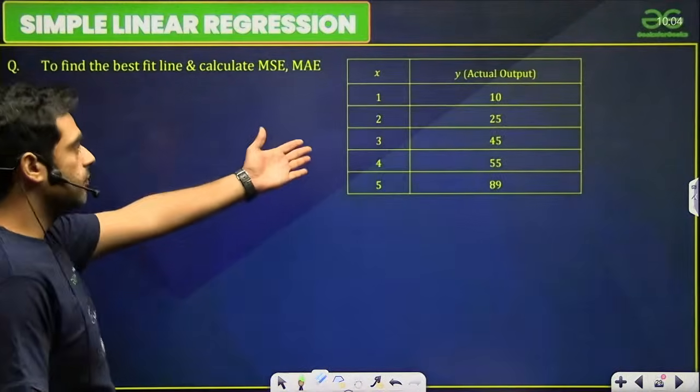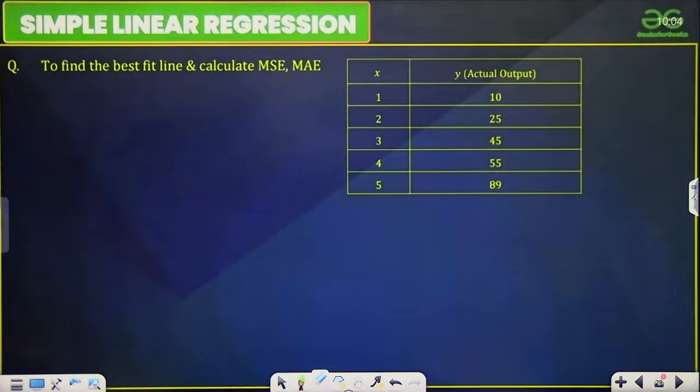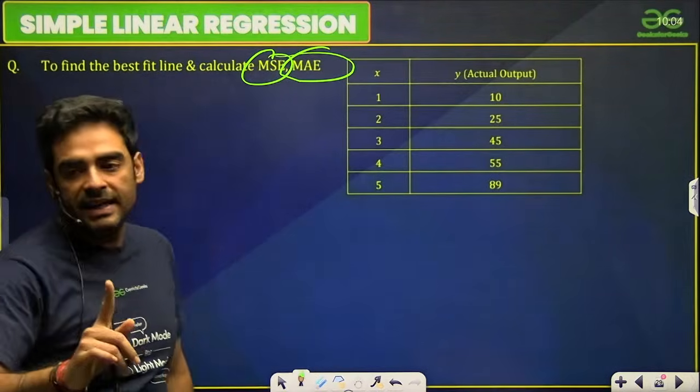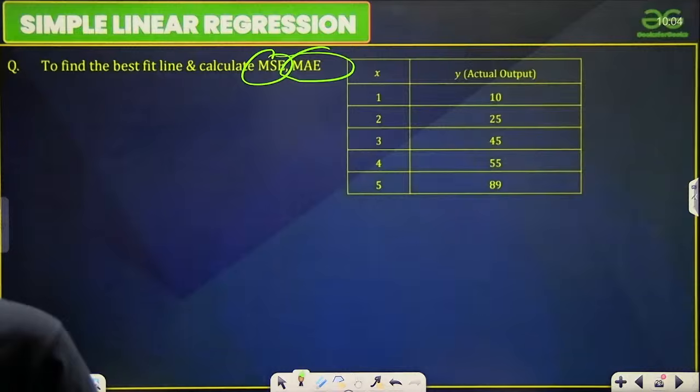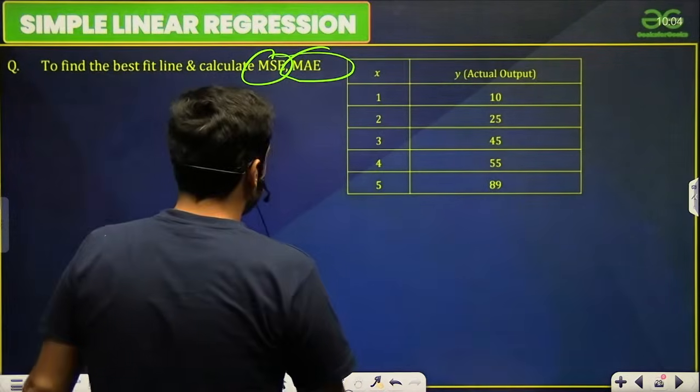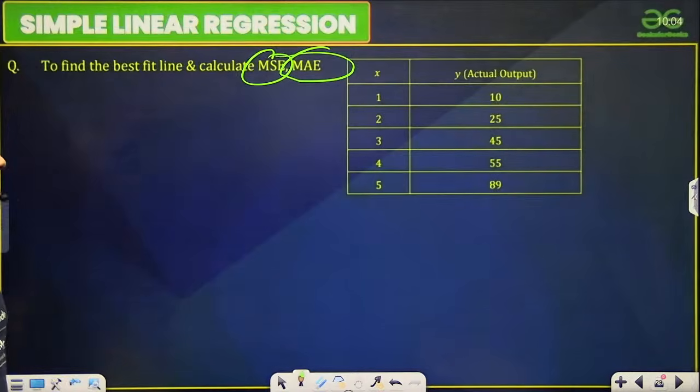Okay, so the first question for you is that we have to find the best fit line and calculate MSE and MAE. So guys, you should be ready with the calculators, and you should also be ready with the formula sheet. Just staple 3 to 4 pages, right? You should have 3 to 4 pages with you, and you should have the calculators handy.